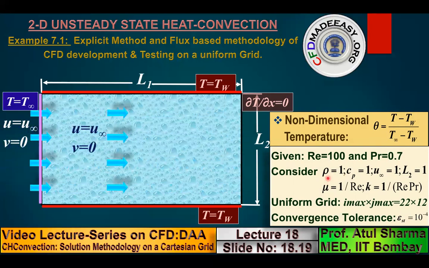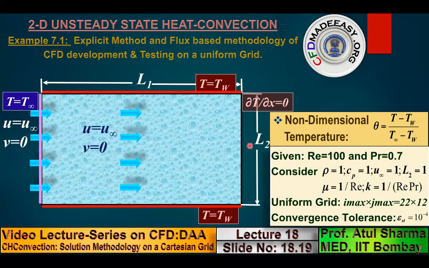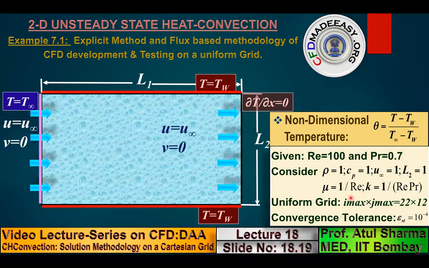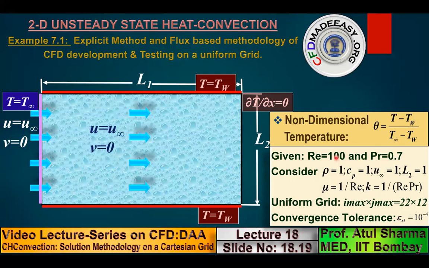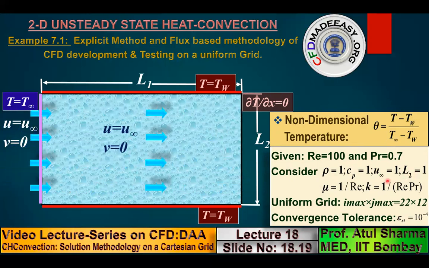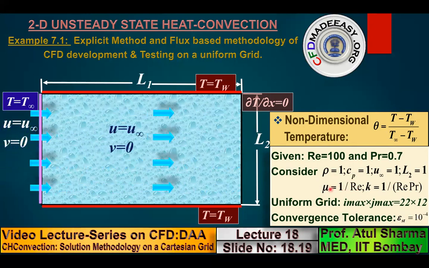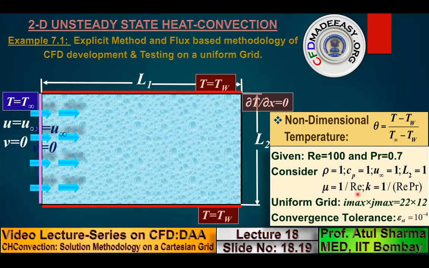Let us say if you take rho equals 1, Cp equals 1, U infinity equals 1, and the height of the domain, which is the length scale corresponding to this problem, we take as 1. You have an expression for Reynolds number, rho u infinity L by mu. So u infinity, L and rho are 1, so you can take mu equals 1 by Re. This way, if you set these variables, k you can take as 1 by Re times Pr.